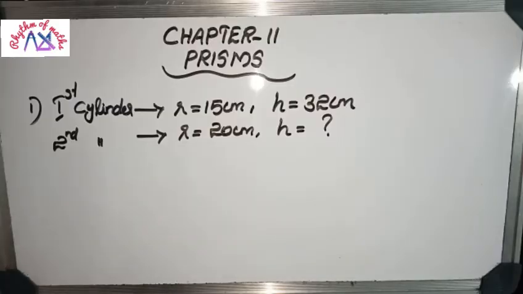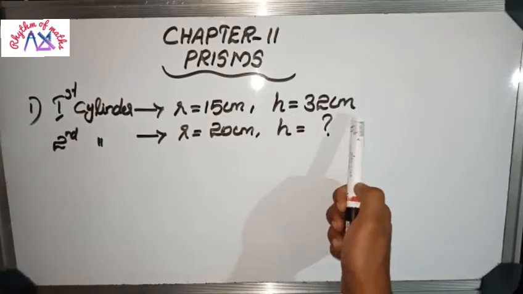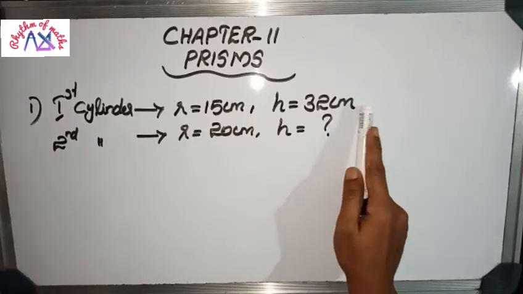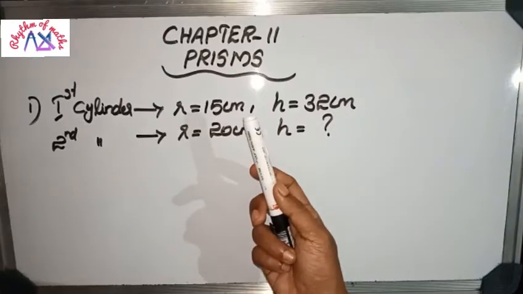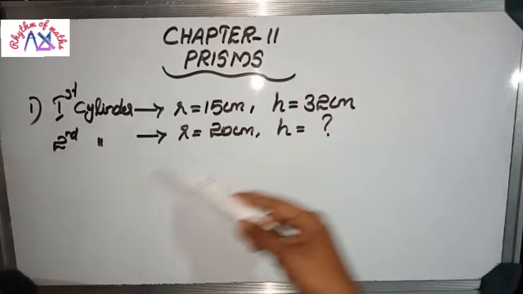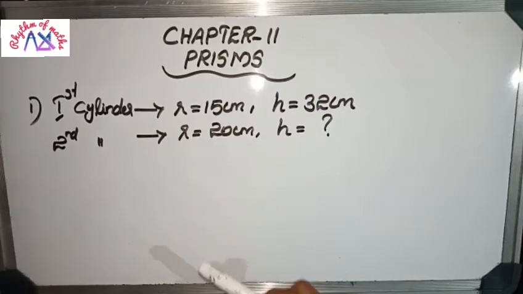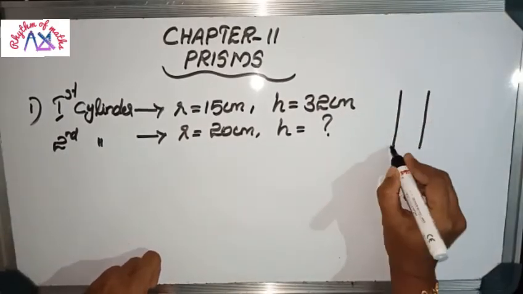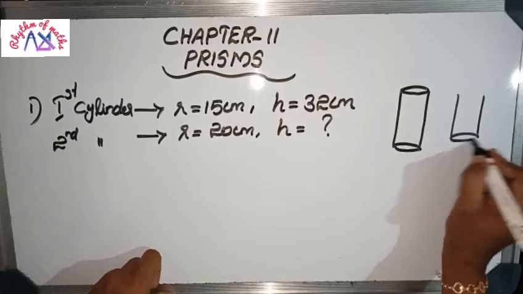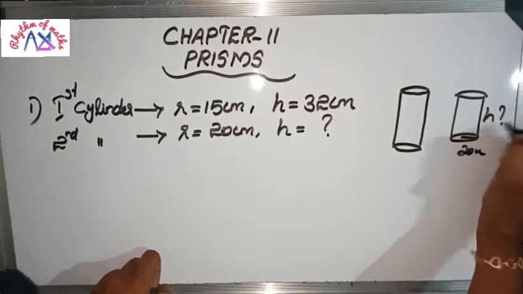Here in this question we have a large cylinder with radius 15 centimeter and height 32 centimeter. We are going to melt this cylinder and recast it. After melting this solid, we are recasting another cylinder with radius 20 centimeter. Then what will be the height of that? By melting this large cylinder we are creating another cylinder, and the new cylinder's radius is given as 20 centimeter. This height we need to find.